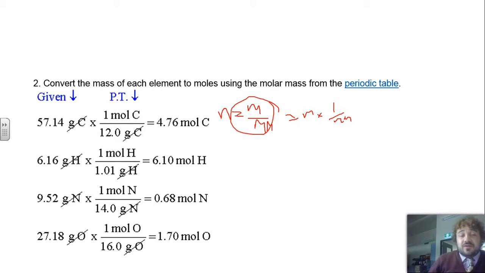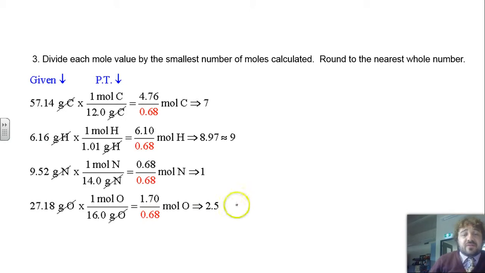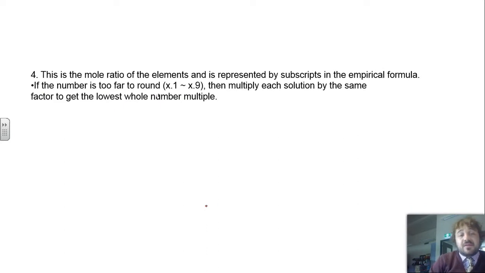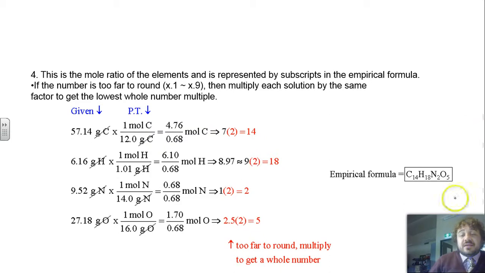Now the lowest one there is obviously that one, so let's divide each one by the smallest number and then round to the nearest whole number. So we've got 7, 9, 1, and then 2.5. We've got a problem now. We can't round that off. That's too far away. So if we multiply that by 2, we get 5, but then we need to multiply all of these by 2. This gives us the empirical formula of C14H18N2O5.